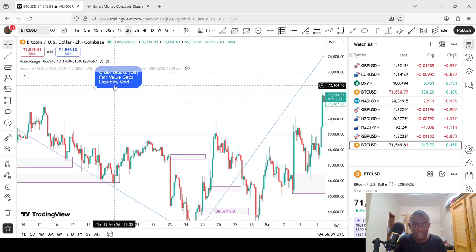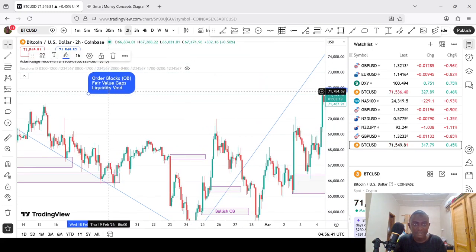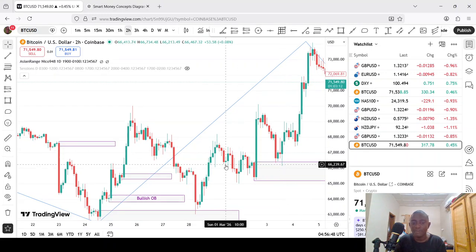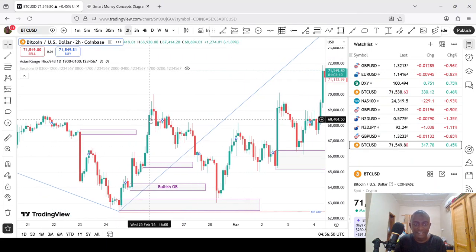The next one is fair value gaps. Sometimes it's termed as liquidity void in other places. Whenever price moves, look at this candle. Before price will go up like that, price has to come down, like balance the movement. When we have any movement, there should be a balance. There should be a balance. If there is any movement, there should be a balance.